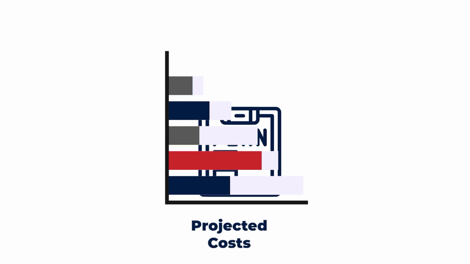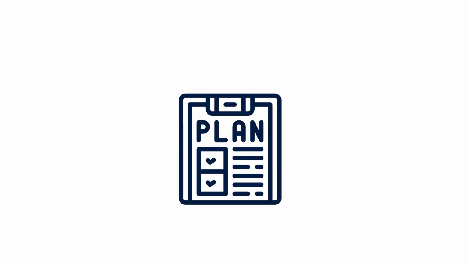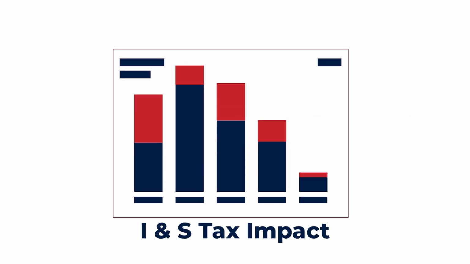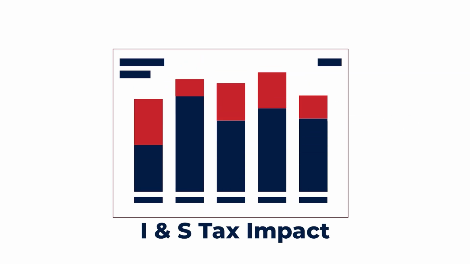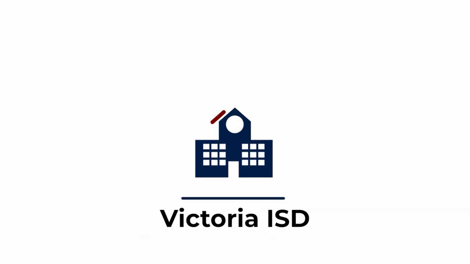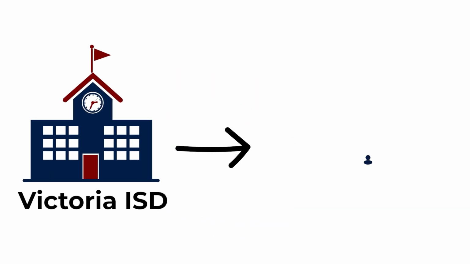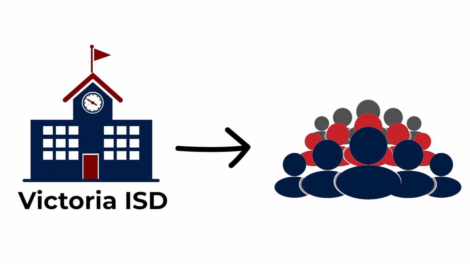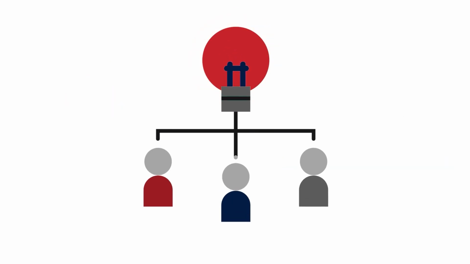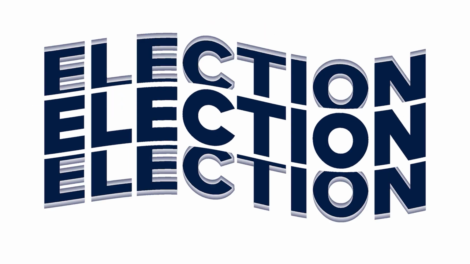They develop a multi-year master plan that aligns capital investments with educational goals and assesses the I&S tax impact. Many districts, including Victoria ISD, also involve a community group, like our 43-member Bond Action Committee, to review information, build trust, and provide input. The school board then calls for an election.